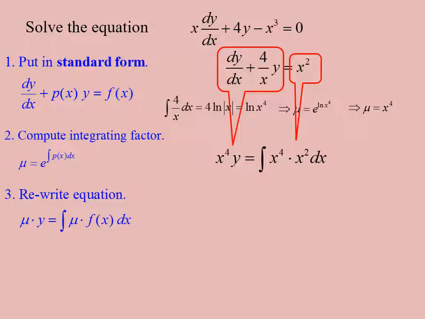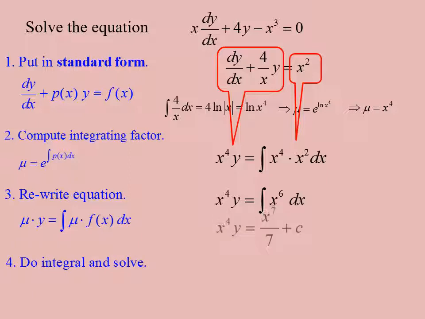Now we actually need to do that integral. That integral on the right hand side at this point should be something that we can do the integral of. The integral of x to the 6, of course, would be x to the 7 over 7, and we can solve for y by dividing by x to the 4. Now that's how the technique works for linear first order equations.